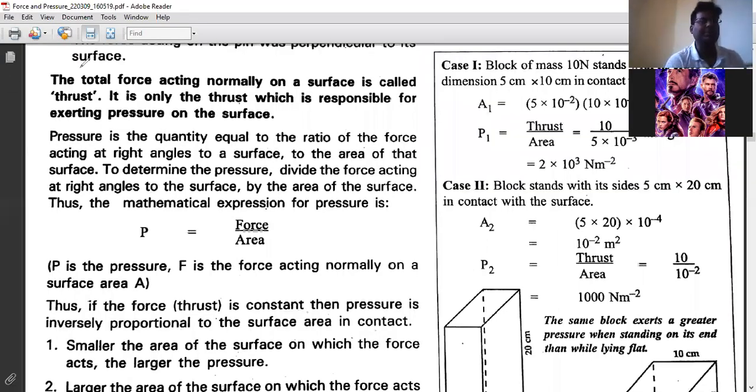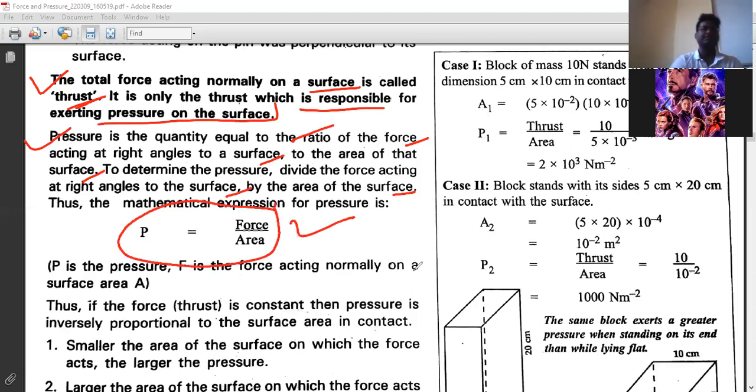Your next point is: total force acting normally on the surface is called thrust. This is the main definition. It is only the thrust which is responsible for exerting pressure on the surface, because the force acts normally to the surface area. So pressure is the quantity equal to the ratio of the force acting at right angle to the surface to the area of that surface. To determine the pressure, divide the force acting at right angle to the surface by the area of the surface. That will give you the pressure. So this is the expression for pressure: pressure is force upon area.